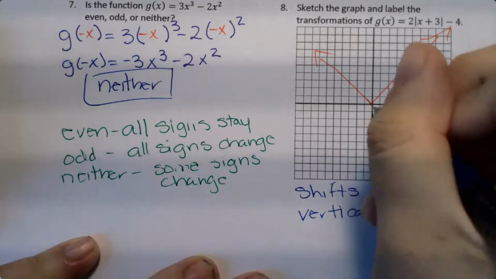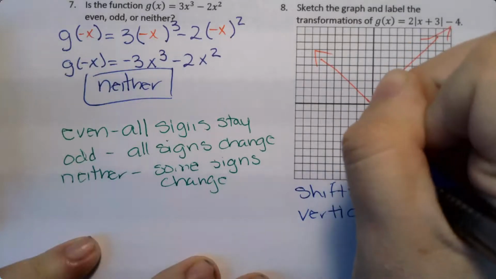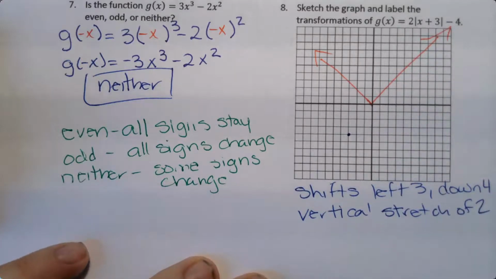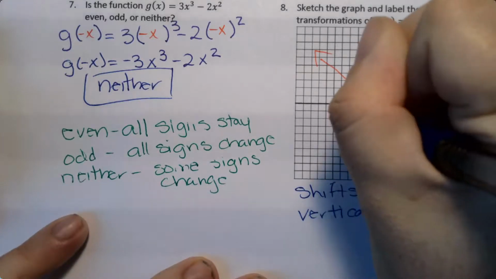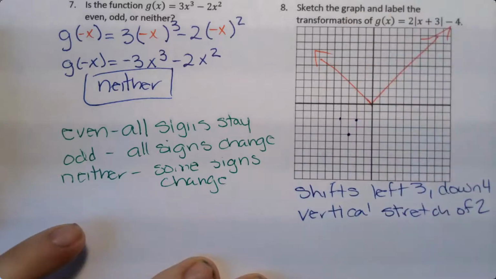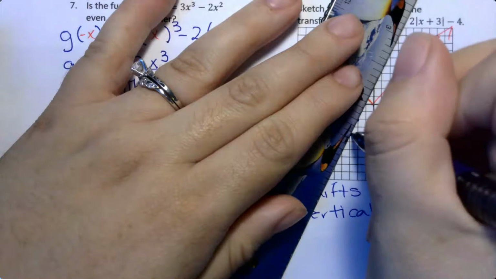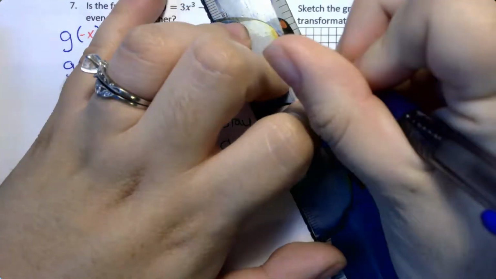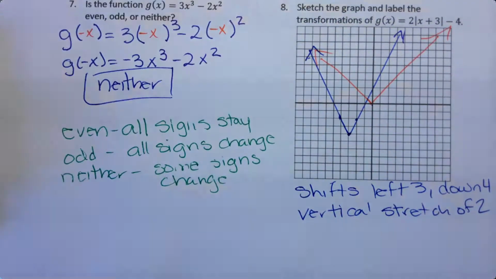So I'm going to go, the starting point is going to move left 3, down 4, and then because it has a vertical stretch of 2, I want to make my slope, instead of being up 1 over 1, I'm going to make it up 2 over 1 for both sides. And then I want to connect my points. Okay. So this is my answer for number 8.